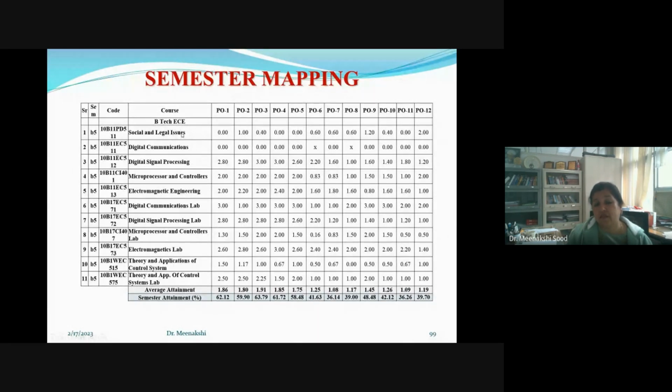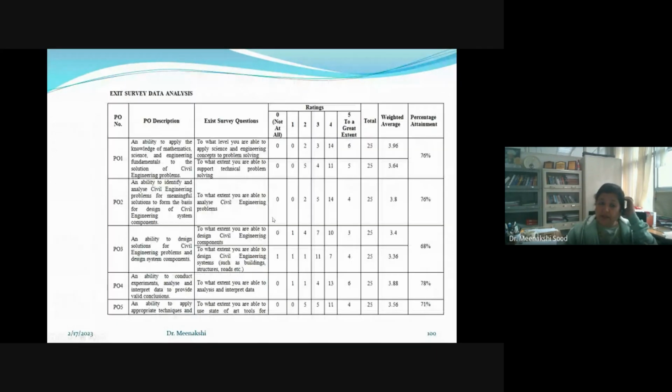Like, now you see this was a humanities subject, social and legal issues. So see the first POs which you were mentioning, there is very little correlation with the first 6-7 POs, right? Similarly, attainment is also very low, whereas in engineering parts this attainment or mapping is more. So you can show this data, percentage semester attainment, right?